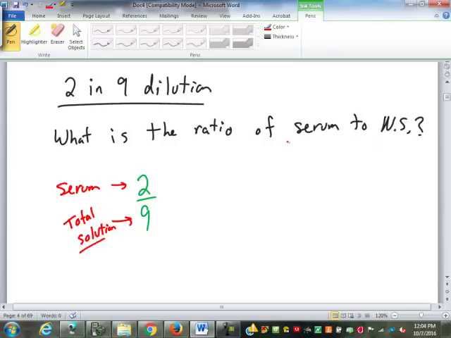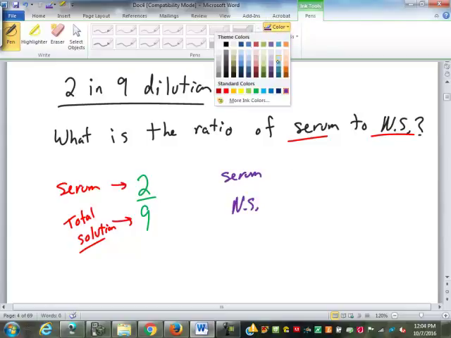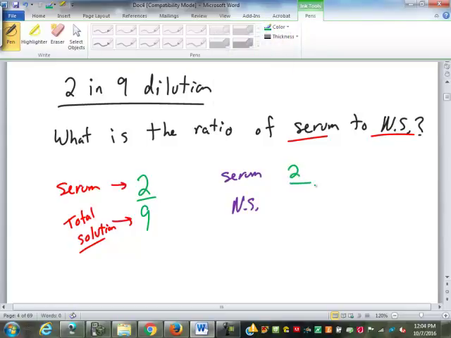So we want the ratio of serum to our normal saline. So the serum can stay as a 2. That's 2 parts. How many parts of normal saline do we have? 7. 9 minus 2 makes 7. It's the complement. Whatever isn't serum has to be saline.